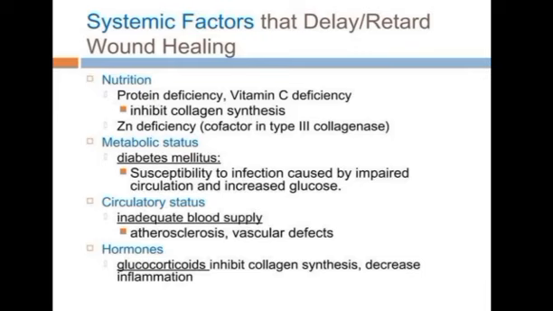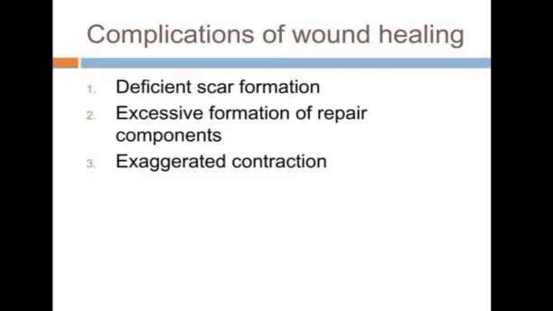Corticosteroids suppress inflammation, reduce fibroblast proliferation and collagen synthesis, and delay healing. Chronic diseases, such as heart disease, kidney disease and cancer, reduce the oxygen and nutrient supply and impair the immune response, delaying healing. These are the factors influencing wound healing. Then, complications of wound healing. Wound healing may become abnormal, leading to three major complications.